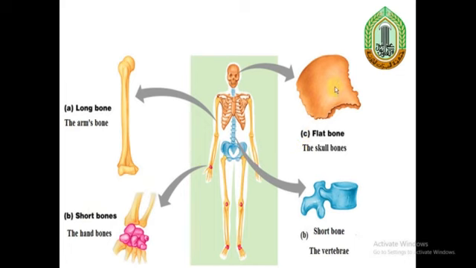This is one bone of the skull. What do we call this type of bone? It's called a flat bone. So the skull bones are flat bones. Here we have another example of a short bone. Now let's continue. Let's study each type of bones alone.